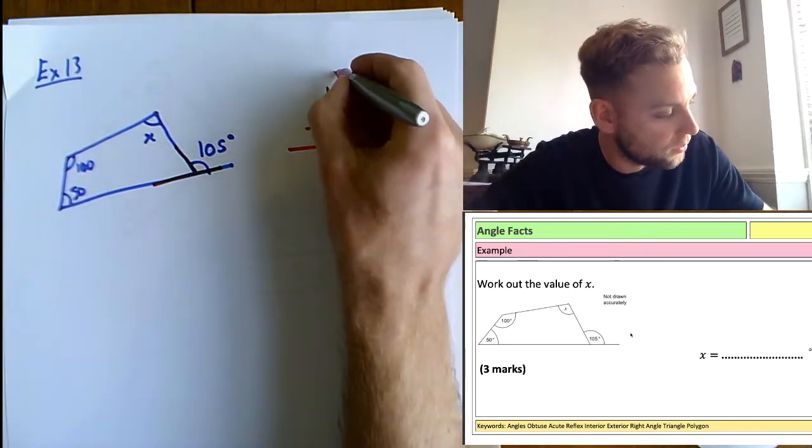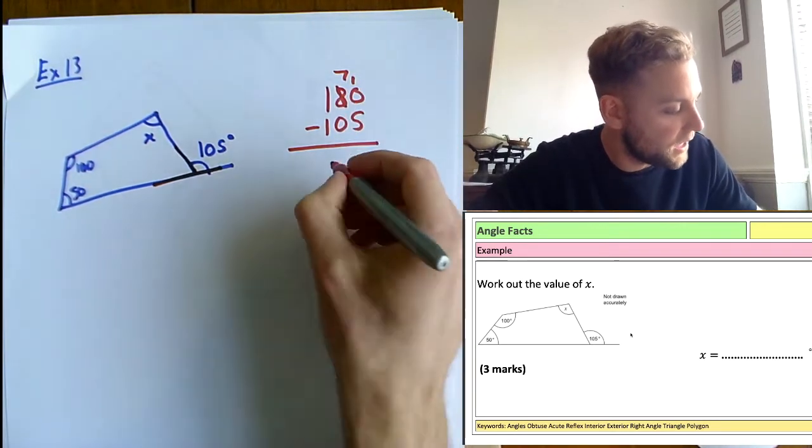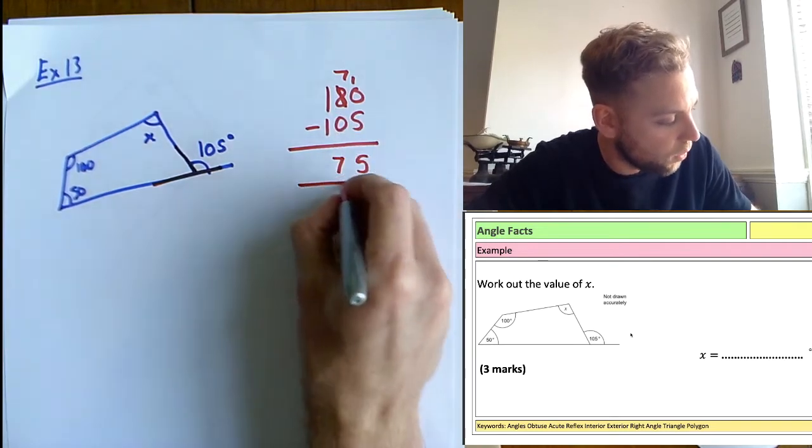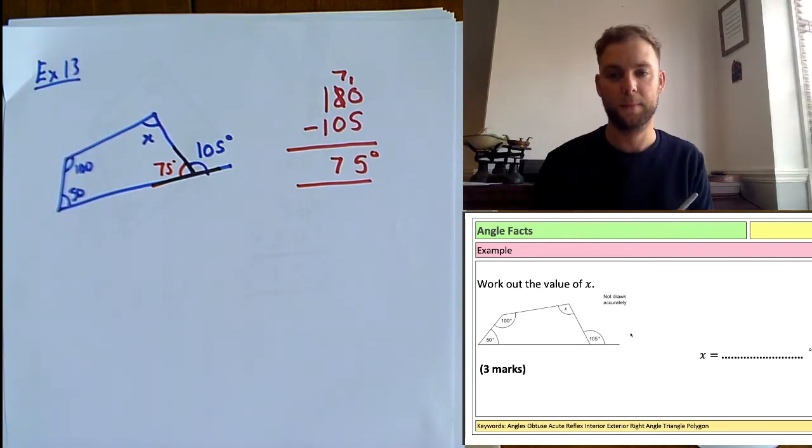0 take away 5 I can't do, so that's going to be 7 and 10. 10 take away 5 is 5. 7 take away 0 is 7. And 1 take away 1 is nothing. So I'm just left with this interior angle here, which is 75.